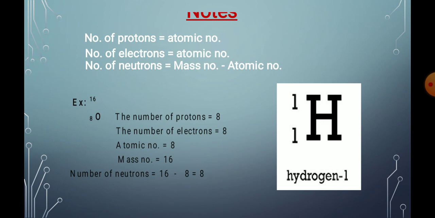Example: number of protons equals atomic number, number of electrons equals atomic number, number of neutrons equals mass number minus atomic number, as I said. For example, the number of protons equals 8 and the number of electrons equals 8. So the atomic number equals 8 and the mass number equals 16, and the number of neutrons is 16 minus 8 equals 8. So we talked about the oxygen gas.